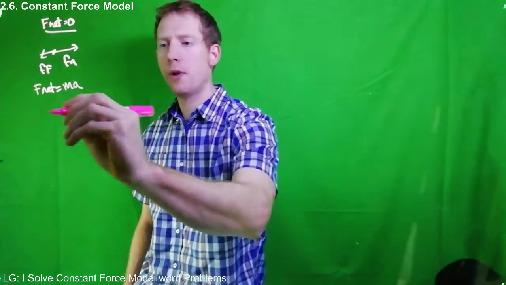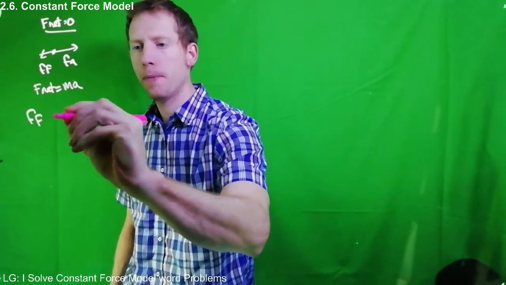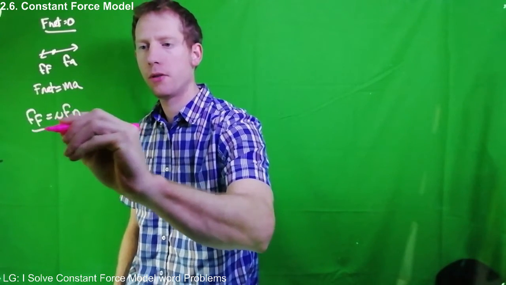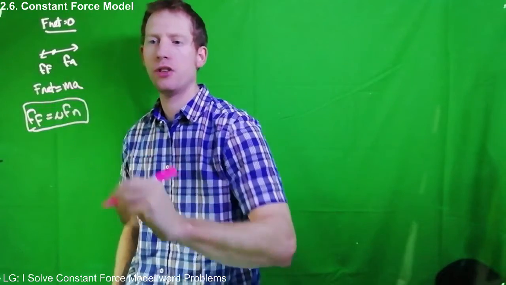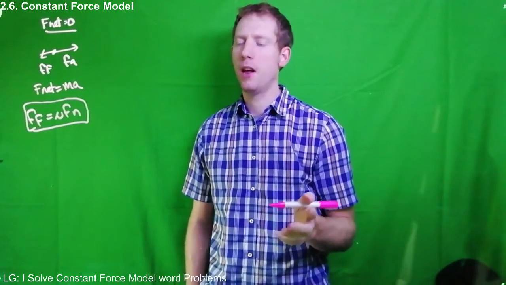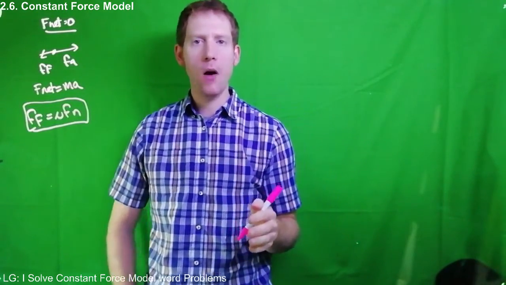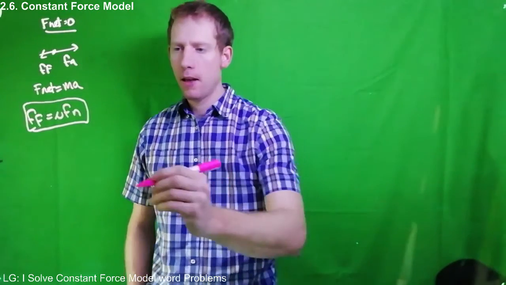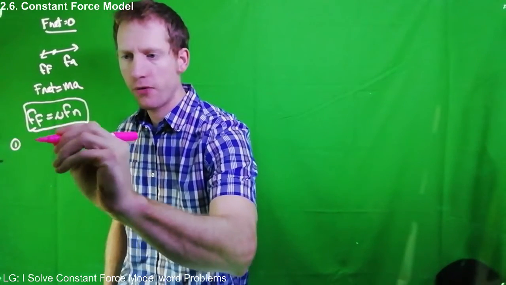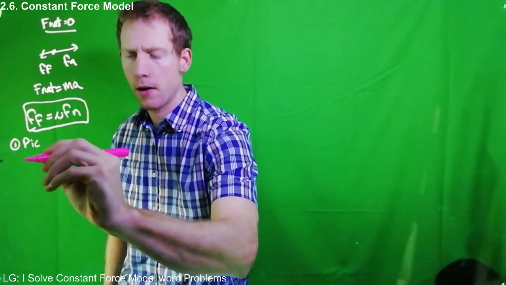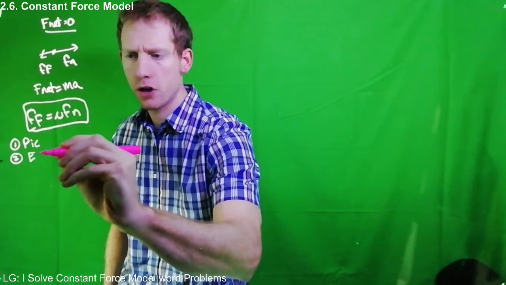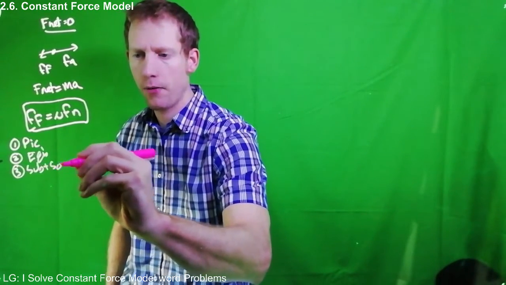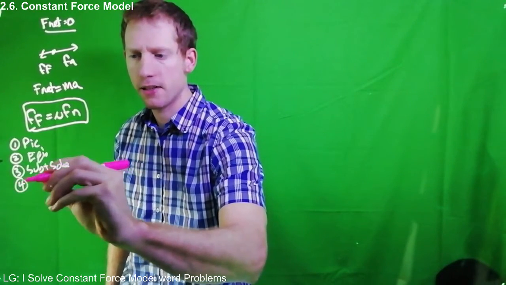So also recalling, the force of friction is equal to mu times the normal force. This is the other equation that we need. And let's do an example now about a constant force model. Again, the success criteria is first draw a picture of what you have, then you have your equation, you sub plus solve, and then you would have a sentence.